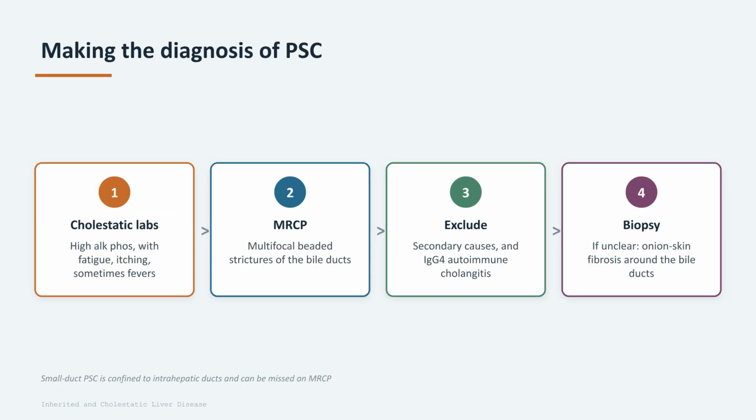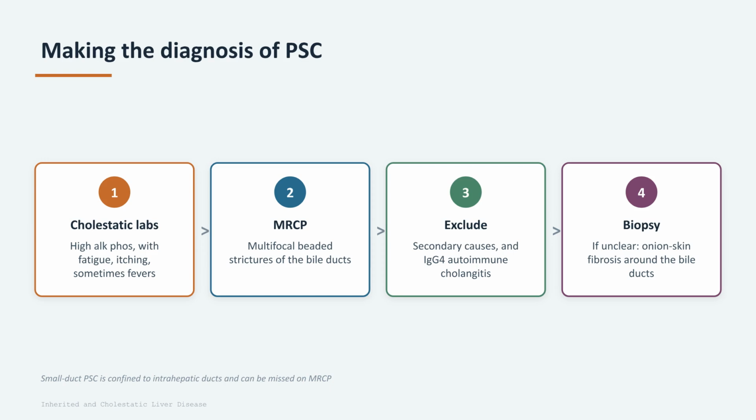Here is the diagnostic sequence. Step 1. A cholestatic pattern. A high alkaline phosphatase, often with fatigue and itching, sometimes fevers or right upper quadrant pain. Step 2. Imaging. MRCP is the test of choice, and endoscopic retrograde cholangiopancreatography is added when you need to intervene. You are looking for multifocal beaded strictures.